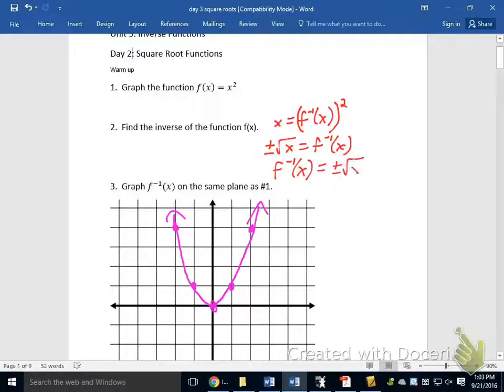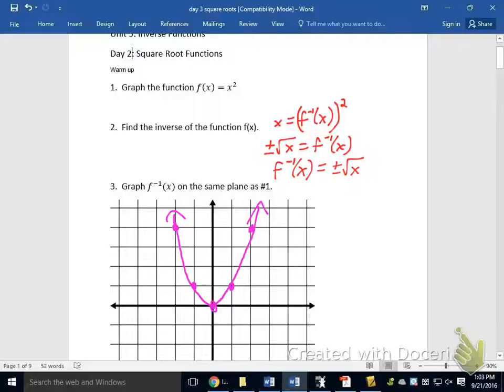Now what that is, is actually not one function, that's two functions put together. One of the functions is the square root of x, the other function is the negative square root of x. So this is not a function. Alright, to just get that out of the way. In today's class we're usually just going to be looking at the positive root, though it is possible to see the negative root, and we'll get into that later.